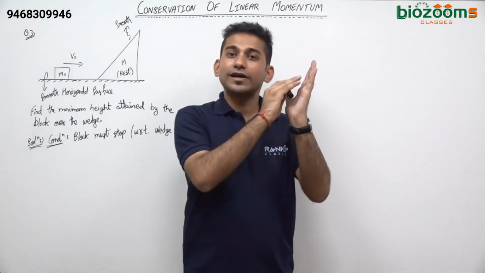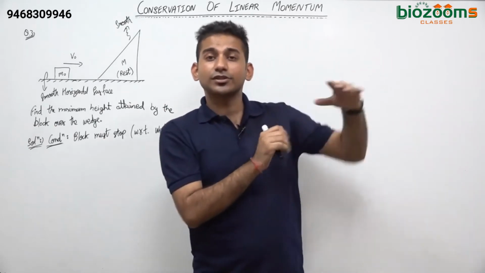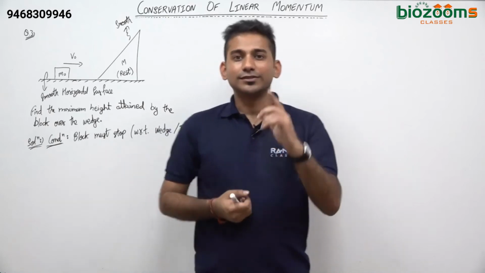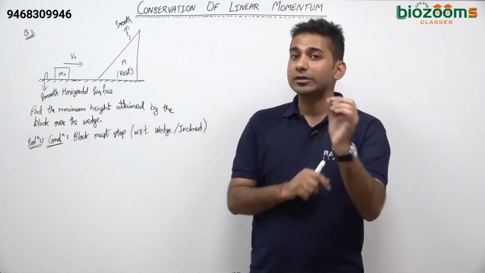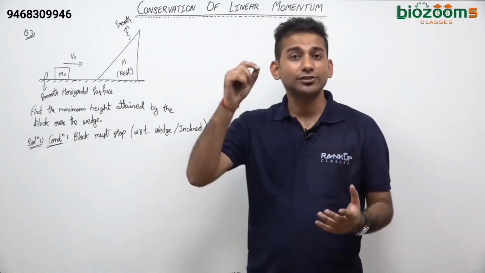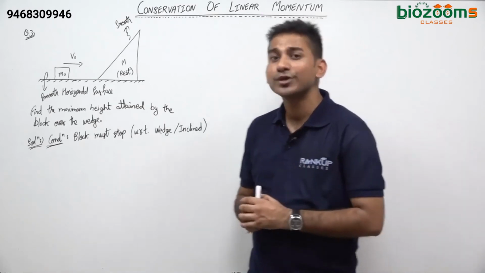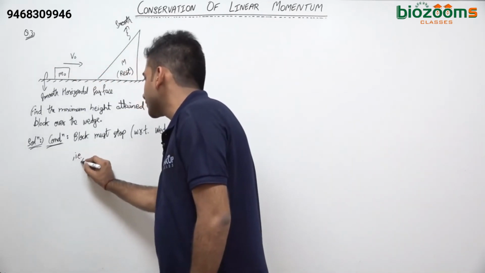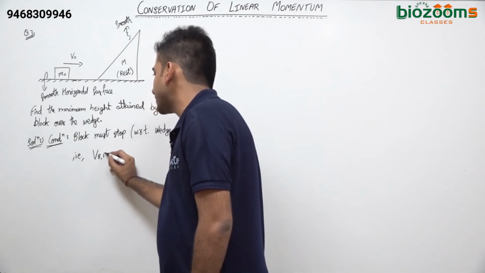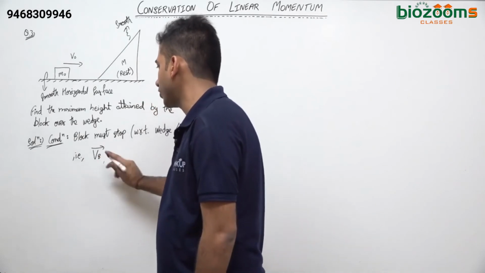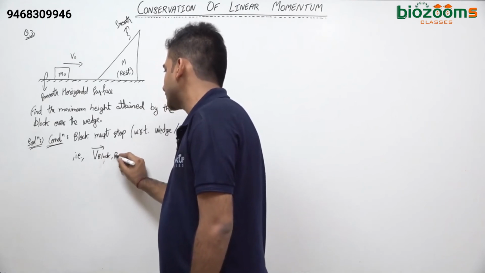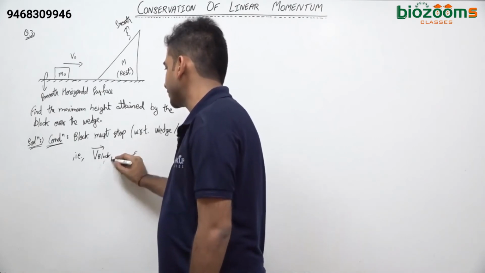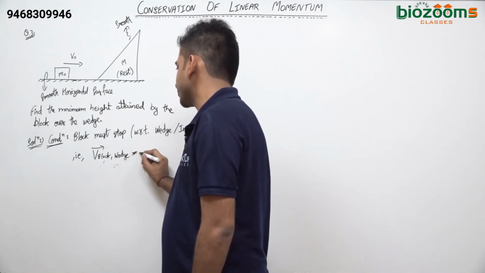Because when the block is faster, it will keep on rising. When the wedge is faster, the block will be moving downwards. So when is the block going to attain the maximum height? When both are moving with the same velocity, or in other words, the velocity of the block with respect to the wedge must be equal to 0. So the block must stop with respect to the wedge or incline. That is, the velocity of the block with respect to the wedge must be equal to 0.